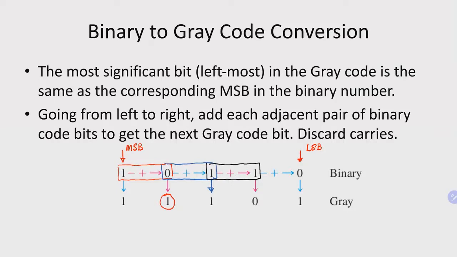We discard the carry. So we have 0 here. And then the last pair is 1, 0. So 1 plus 0 gives us 1. So this will be the equivalent of this binary number in gray code. Okay, so this is converting from binary to gray.